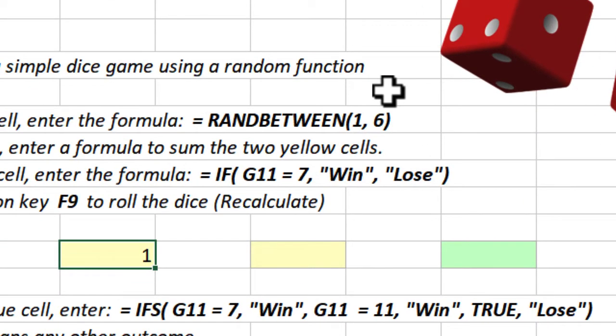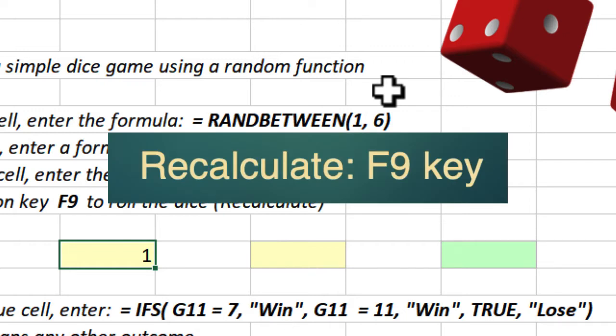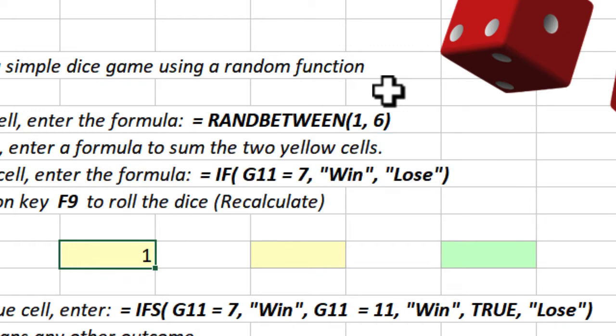We get a 1 there. Now let's recalculate. To recalculate, use the function key F9. When I press the F9 key, it recalculates all the formulas in our spreadsheet, but the only one that changes is this random function here. I'm going to press it again, and as I keep pressing it, I get different results. Good, so the formula works.